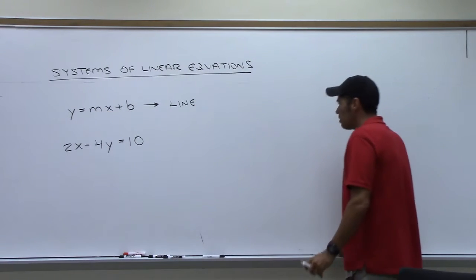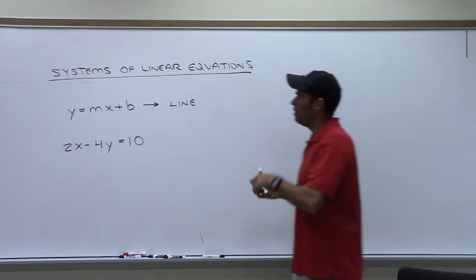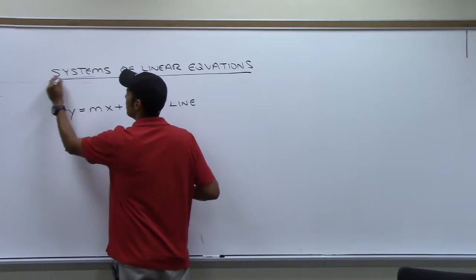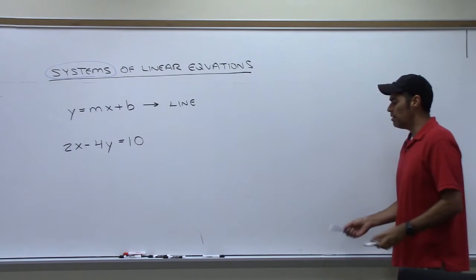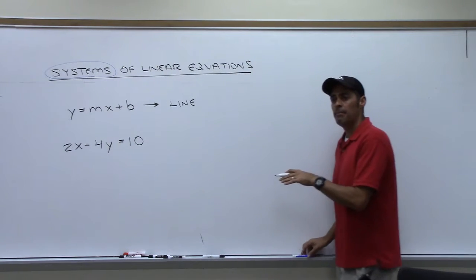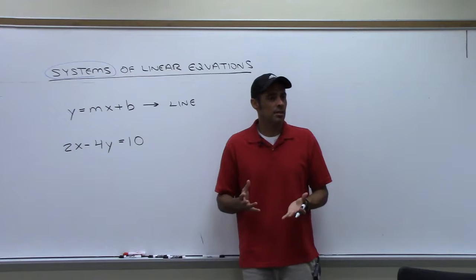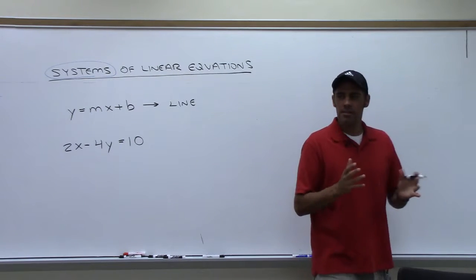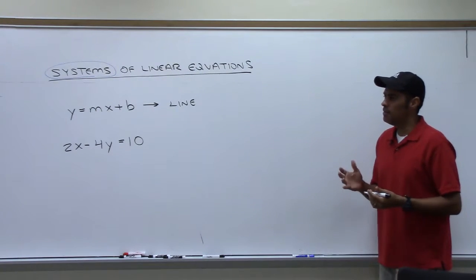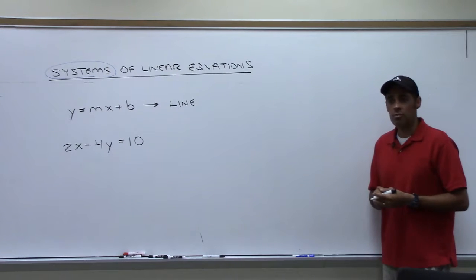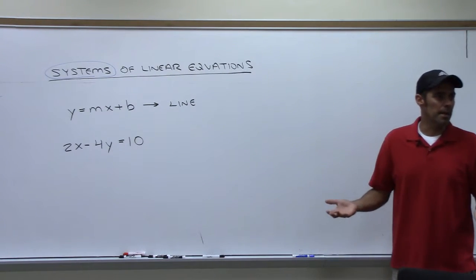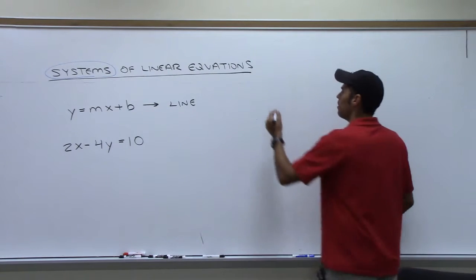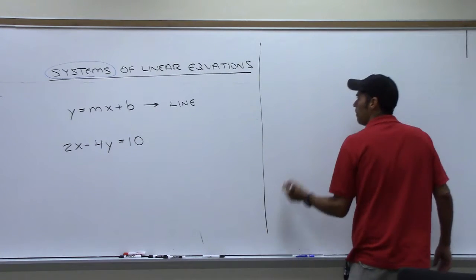So the additional layer of stuff that we have on top today is this whole idea of a system, or systems of linear equations. So what we're going to do is take not just one line, but two lines, and look at some of the geometric results that we get when we draw two lines on a sheet of paper. All right, so let me start with this. I'm going to give you two lines.